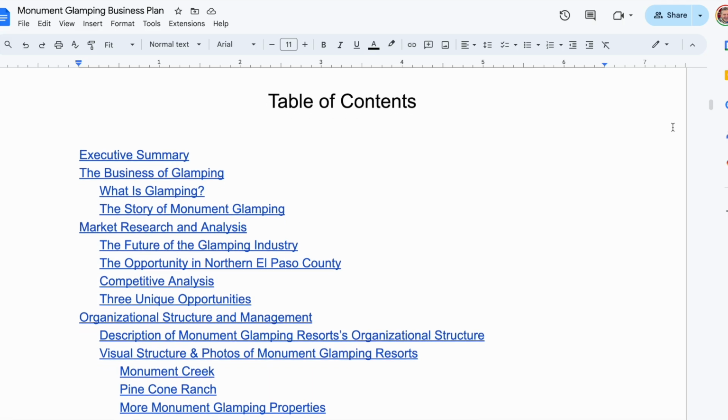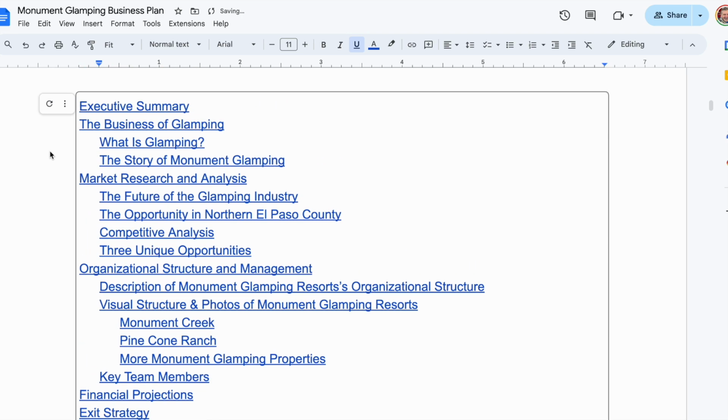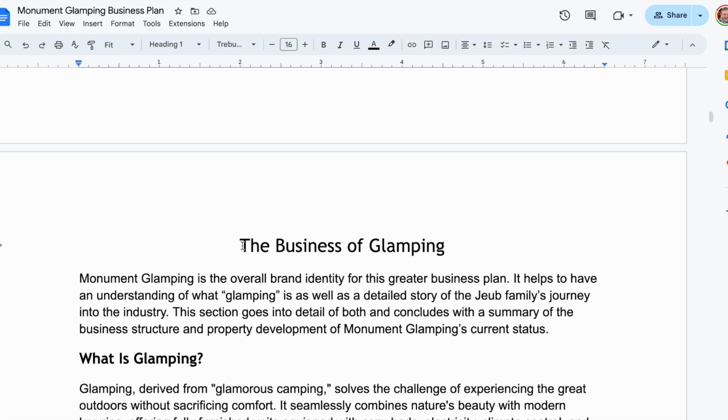Now I have a table of contents. This is a dynamic table of contents, meaning I can refresh it whenever I want, and it will refresh to these headings. Let me show you that real quick because it goes with how to write this. The business of glamping right here is actually a heading 1. It is not 16 font and bold or whatever. I don't do that kind of stuff.